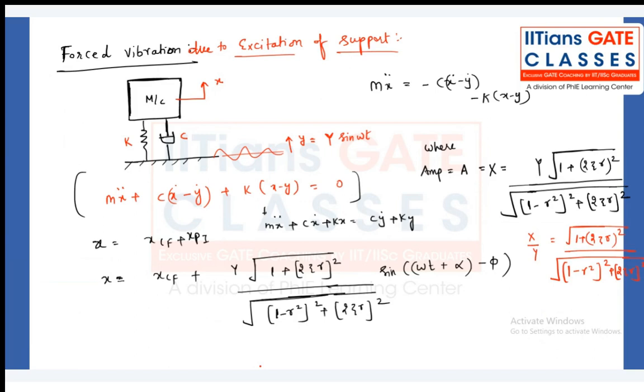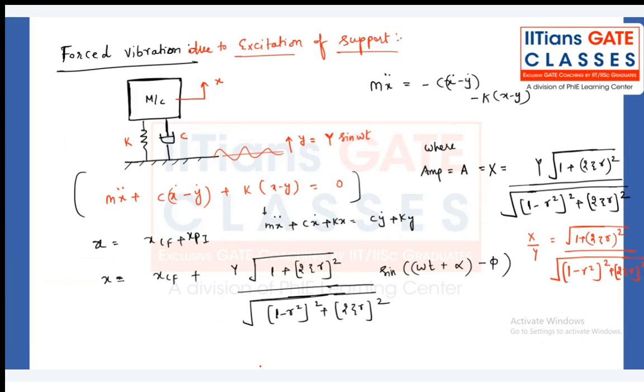What is the capital Y? It is the maximum amplitude of the base by which it is getting excited. Once it is excited, it will transfer its motion to the machine. The machine will be excited by the amount x, small x.